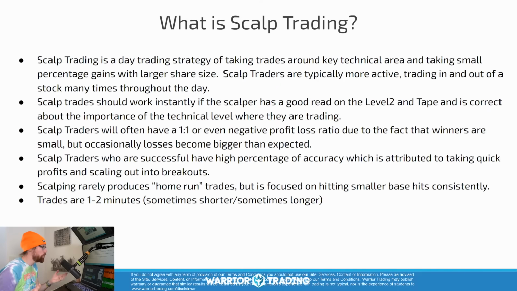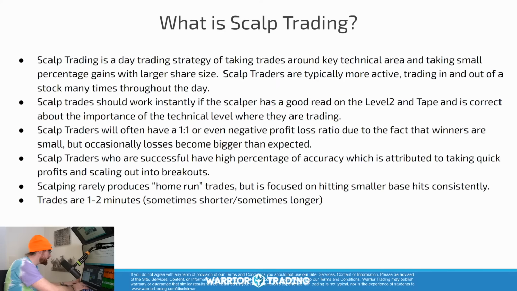It's about a 1-to-1 ratio, but you can be profitable with a 1-to-1 ratio as long as your accuracy is higher than 50%. That's basic math right there. If you make $1 on average and you lose $1 on average, if you're right half the time, you're break even. But if you're right 75% of the time, you're profitable. So a scalper typically will have a higher percentage of accuracy. And you know what that's attributed to? It's attributed to taking profits quickly.